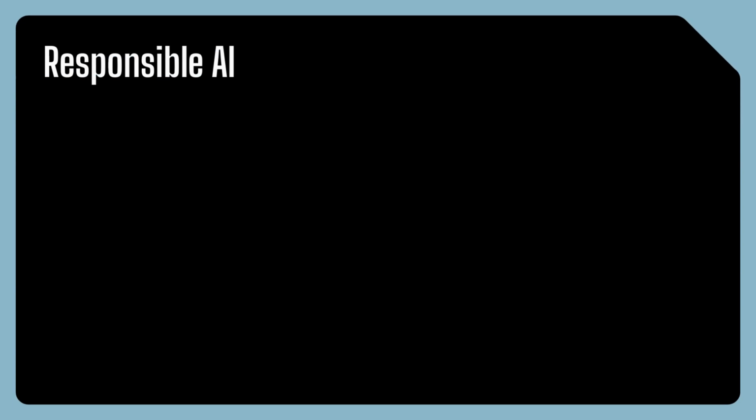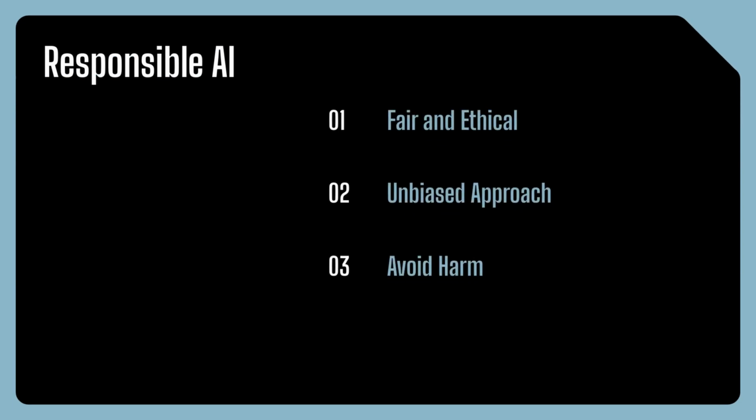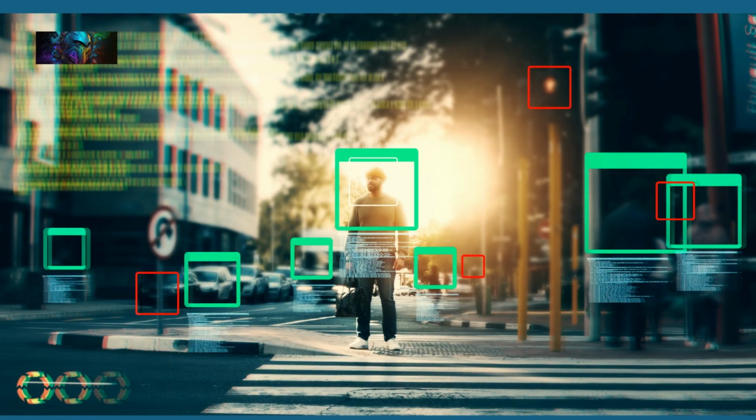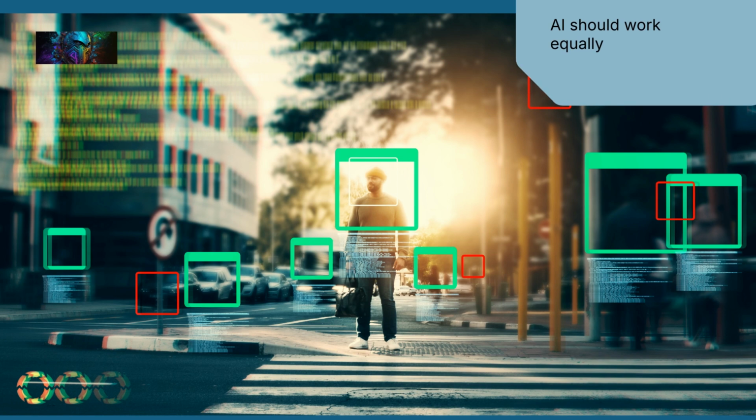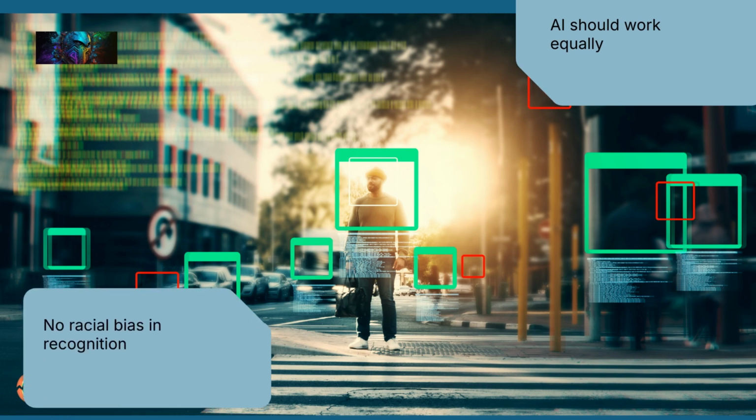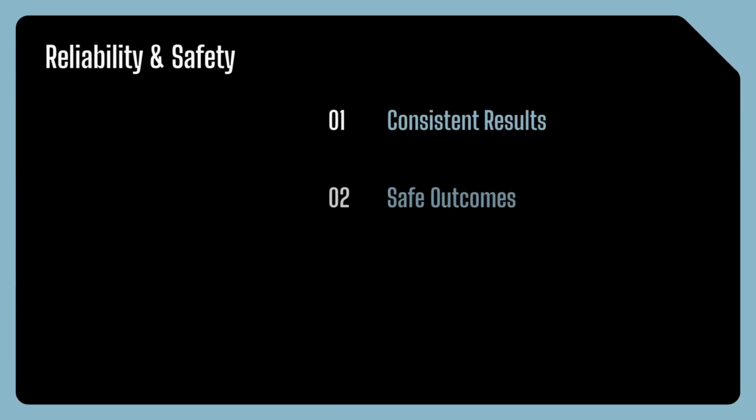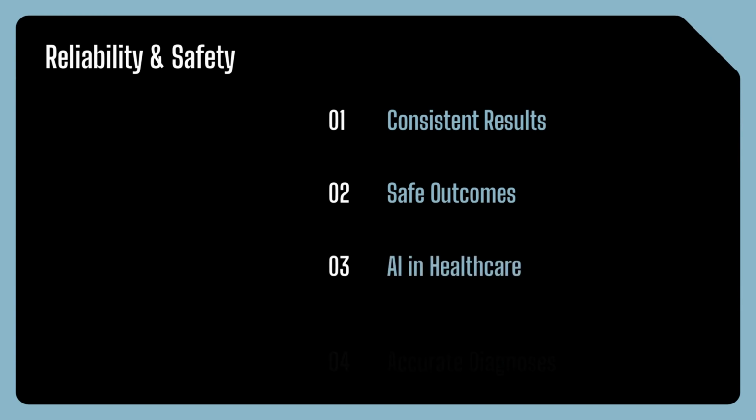AI is powerful, but it must be fair, ethical, and unbiased to avoid real-world harm. Microsoft has developed 6 core principles of responsible AI. 1. Fairness: AI should work equally for all users. Example, no racial bias in facial recognition. 2. Reliability and safety: AI should produce consistent, safe results. Example, AI in healthcare must always provide accurate diagnoses.